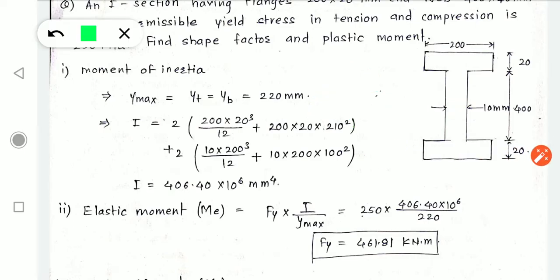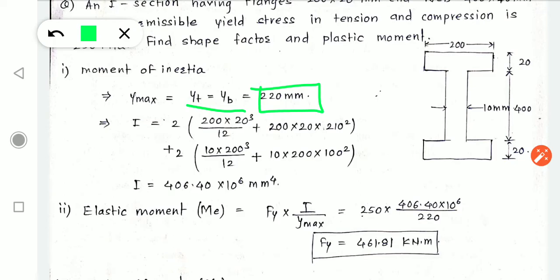So what will be the y max? Y max, Yt, equals Yb from the bottom. Both will be equal because this is a symmetrical section. The total height is 400 plus 20 plus 20, which means 440. Half of it will be above the axis, half below, so it becomes 220. Therefore the final answer for y max is 220 mm. This way you can find it only for a symmetrical section.